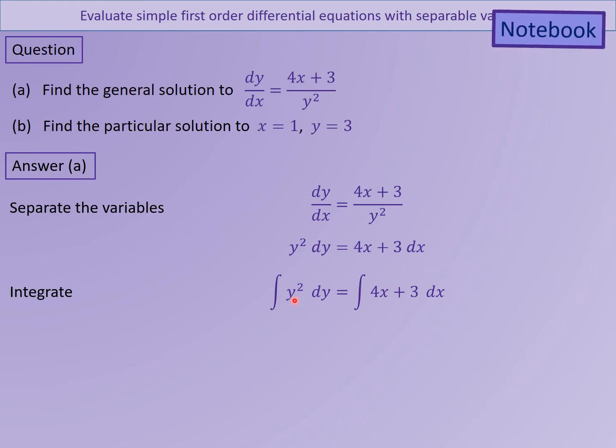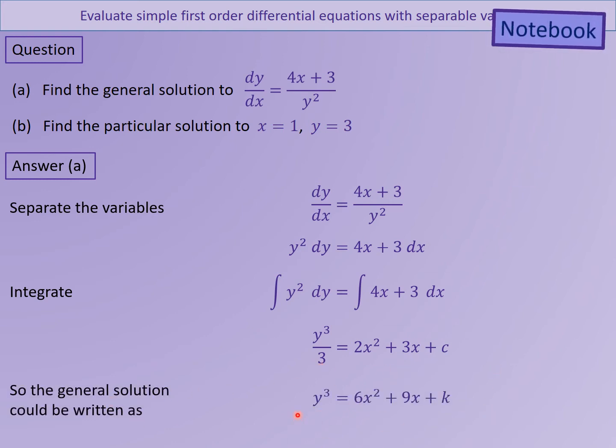Neither of them look too bad. Increase the power by 1, divide by the new power, same there, same there. So I end up with y cubed over 3. 4x goes to 2x squared, 3 goes to 3x, and do not forget that constant of integration only on one side, just chucked in at the end. If you had it attached to this side, not a problem at all. It's the same correct answer. So there we go. I've managed to find a general solution. Job done. I don't need to do anything more. You might want to just multiply by 3 and neaten it up, but you don't have to.